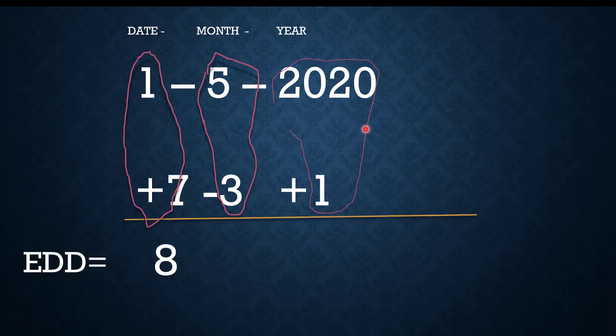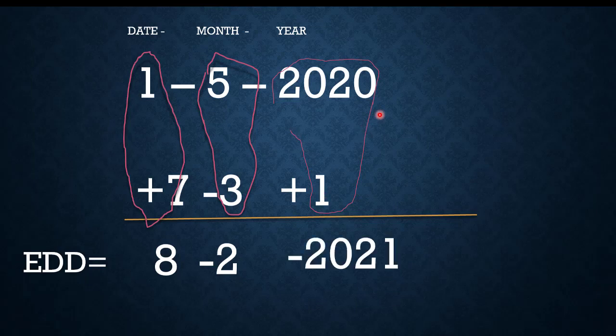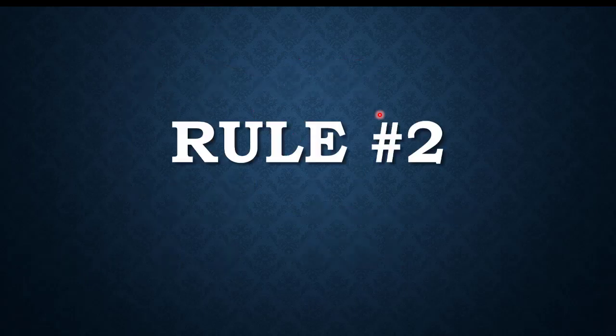7 plus 1 is equal to 8. When we deduct 3 months from May, the answer will be February. And when we add 1 to 2020, the answer will be 2021. So this will be the EDD. Another important thing. Now I will discuss another important thing.